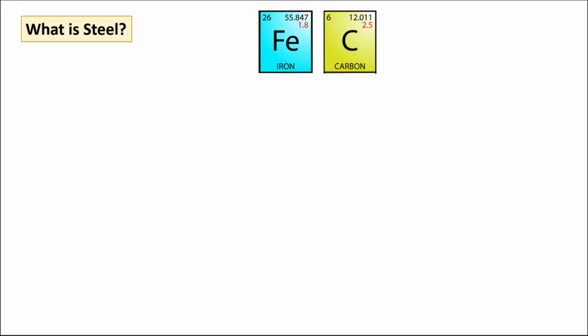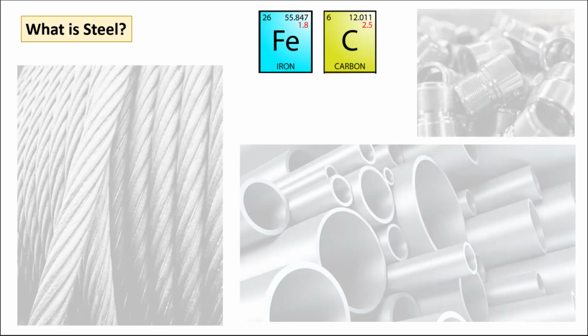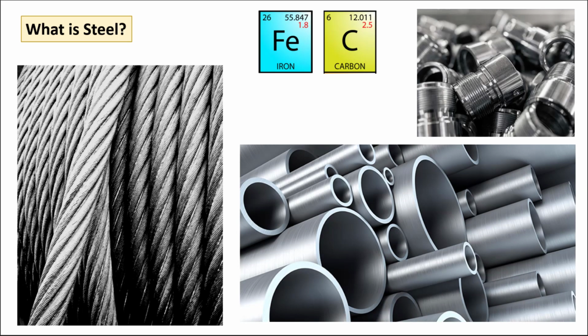What is steel? A very simple steel is an alloy made up of iron with a small amount of carbon. Why would we want to add carbon to iron to make steel? What advantage is there in doing this?